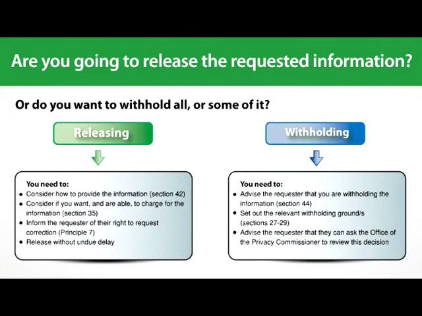If you don't have a good reason that's included in these sections for withholding the information, then you need to consider how to provide the information. For example, are you going to let the individual inspect a document, or will you give them a copy? Secondly, consider if you want and are able to charge for the information in accordance with Section 35.